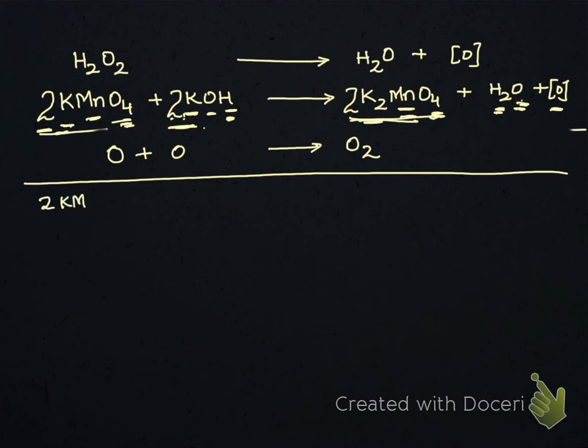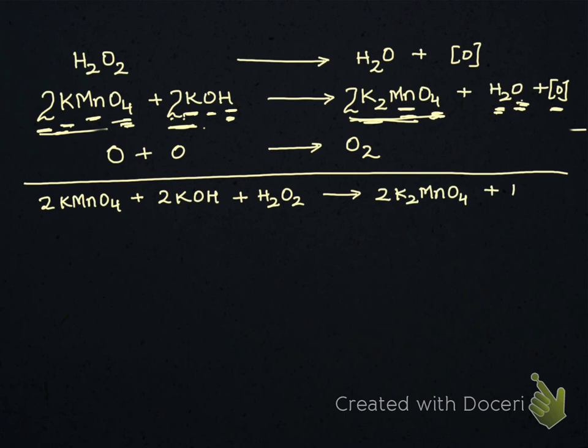So let's get started adding. 2 KMnO4 plus 2 KOH plus H2O2 gives us 2 K2MnO4 plus, yes, what do we have now? 2 H2O. How did we get the 2 H2O? Yes, there is H2O on the top and the bottom, and then oxygen. Why O2? There is no nascent oxygen, because the 2 oxygen on the right hand side will cancel out with the 2 oxygen on the left hand side, right? So that's your final equation.